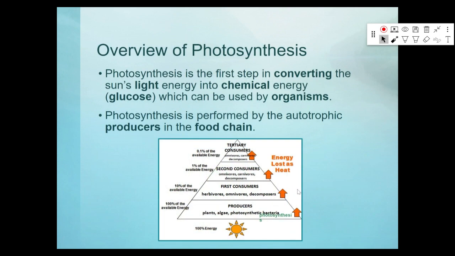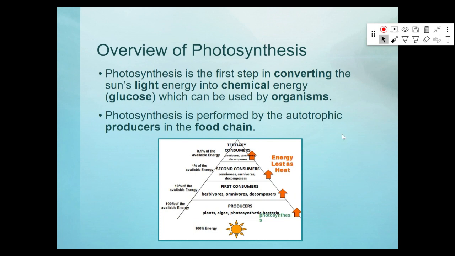And so this is kind of that overview of photosynthesis. Remember, photosynthesis is the first step in converting the sun's light energy into chemical energy, which is glucose. And it can be used by organisms, right? So without that, we would not be here as animals because we would have no way to convert that sunlight energy into chemical energy because we don't have those chloroplasts.